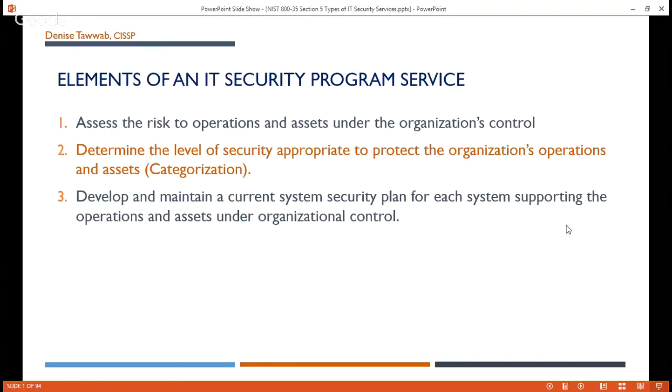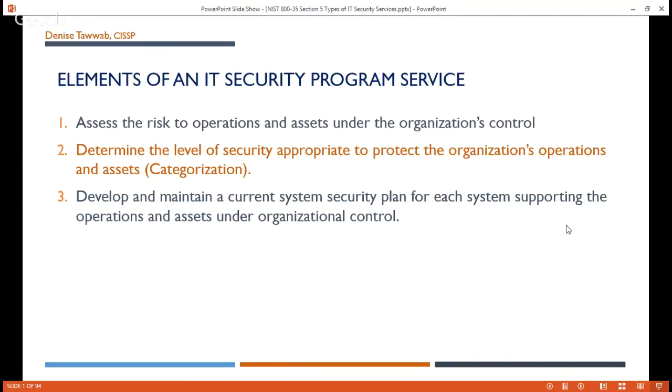Okay, the elements of an IT security program service. Assess the risk to operations and assets under the organization's control. So that's your risk assessment. Determine the level of security appropriate to the organization's operations and assets, because of course you want to implement security that's commensurate with risk. So you do a risk assessment, and then you look at what you're securing, whether it's at a high, low, or moderate level of security, and then you govern your security practices to match the level of security that you need for what you are protecting.